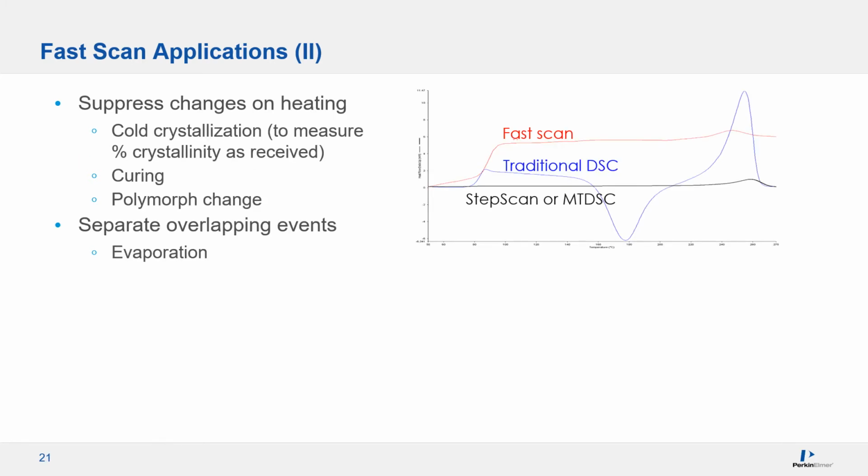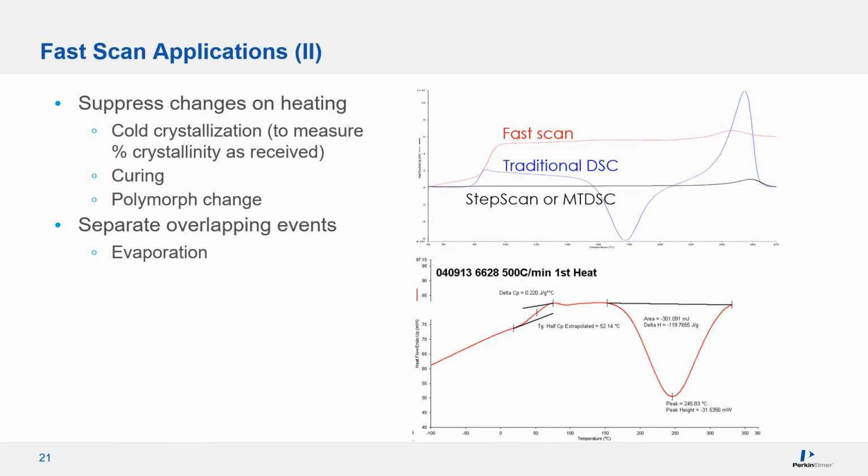We talked about cold crystallization, commonly seen with the slow scans in the blue curve. StepScan can separate it out, but it's a very slow run. Fast scan can suppress it in a much shorter run and produces the correct crystallinity without addition from the cold crystallization.